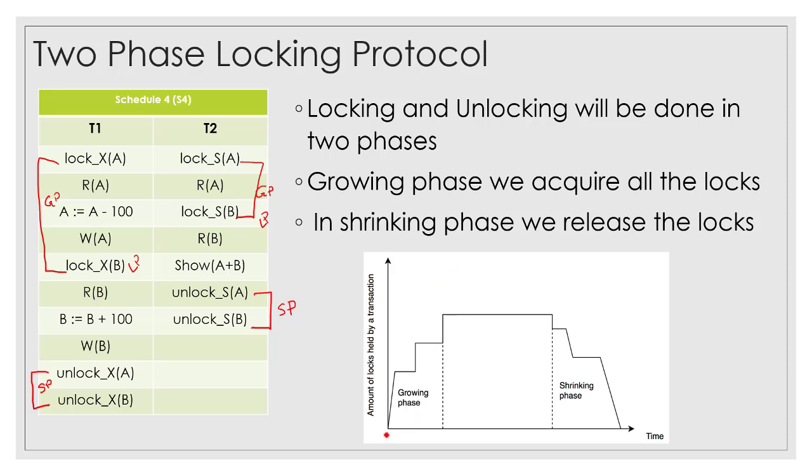If you see the diagram, in the growing phase we are acquiring locks, so we are growing the number of locks, and this is my locking point. The locking point is the point where we acquire the last lock on any data item. After that we can perform the operations in the transaction, and then when we start releasing the locks, we start the shrinking phase.